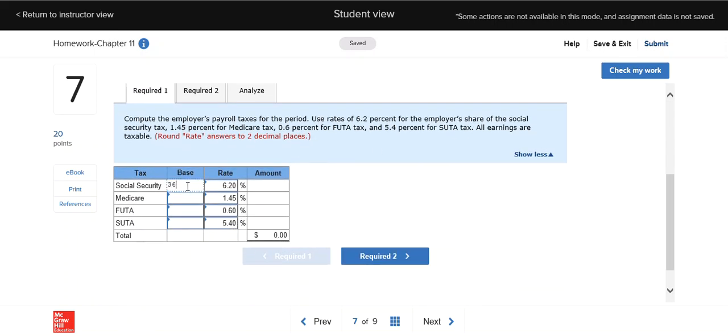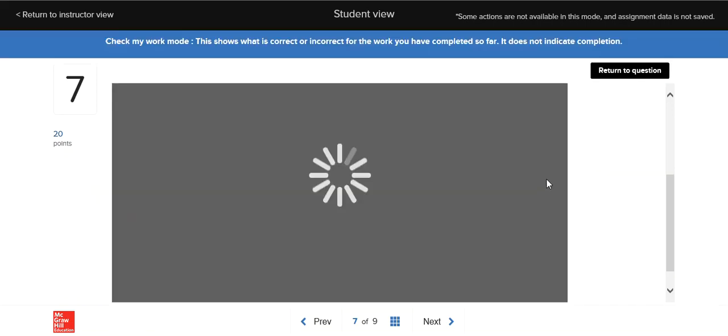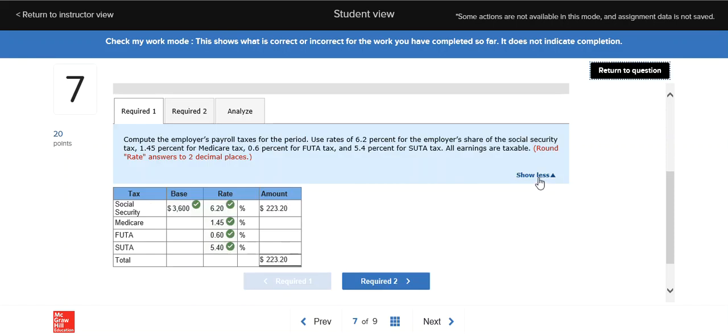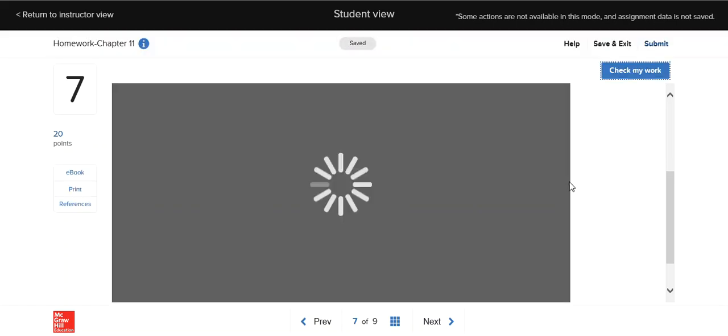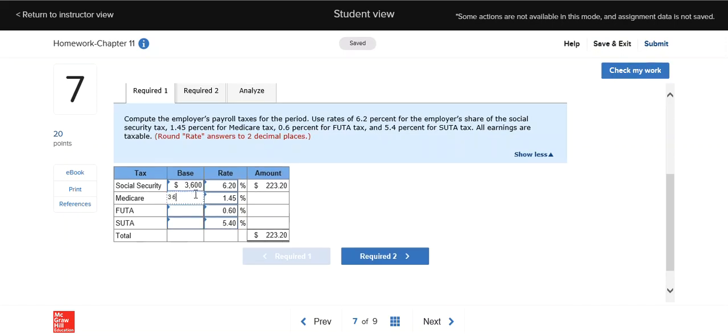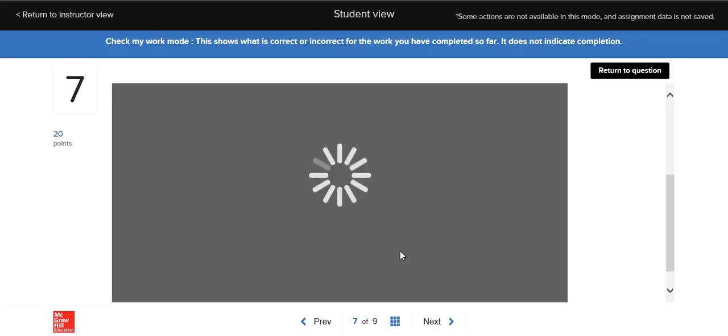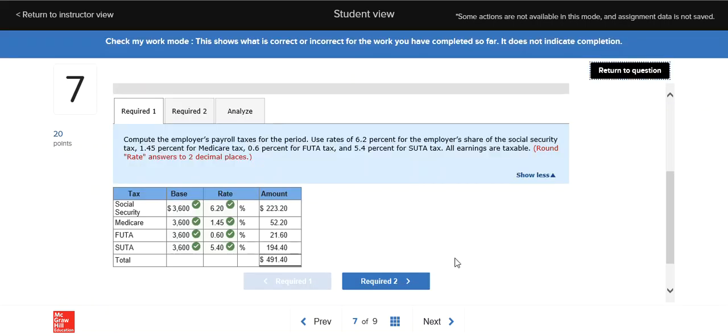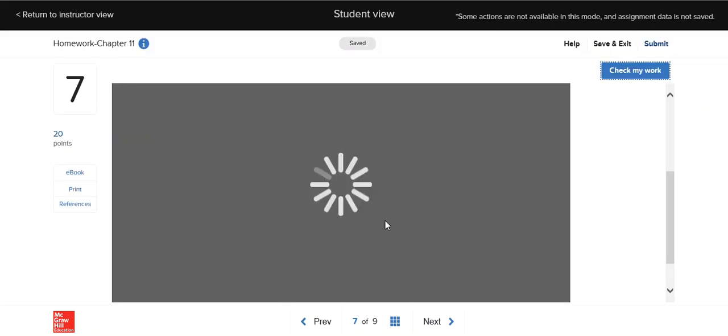I don't know if they're asking for the amount of the earnings or the base. Let's see. Just try something. Sometimes it's trial and error. Well, yeah, that's what it says. So the base amount is the amount that's taxable. And it said everything is taxable, so it should be $3,600 in all of these boxes. And it's calculated it for us, so that should be it for that part. So just put your rates in, the dollar amount that's taxable, and it actually calculates the amount for you.